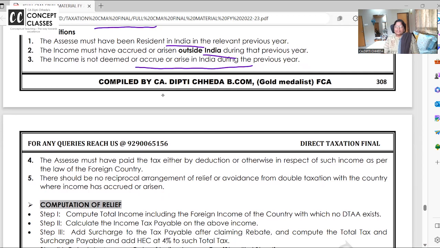The assessee must have paid the tax either by way of deduction or otherwise in respect of income. You have earned the income in foreign country. You have paid the tax in foreign country. And there should be no reciprocal arrangement. Okay.